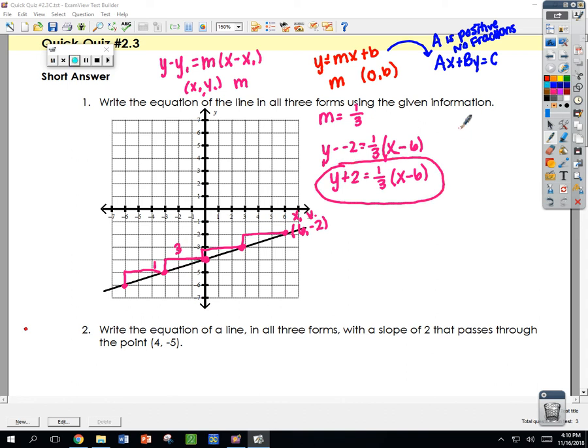Slope-intercept form. Again, I need the slope and the y-intercept. They gave me the slope, and I can tell the y-intercept just by looking at the graph is 0, negative 4. So the equation is y equals 1/3 x minus 4.